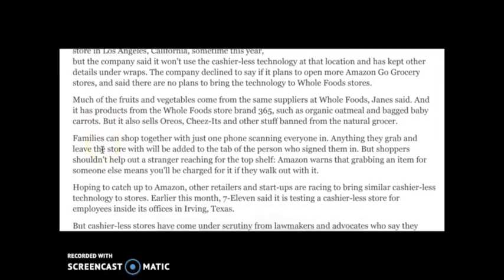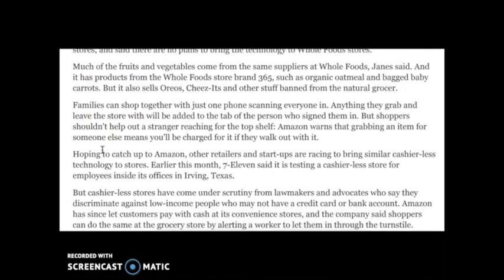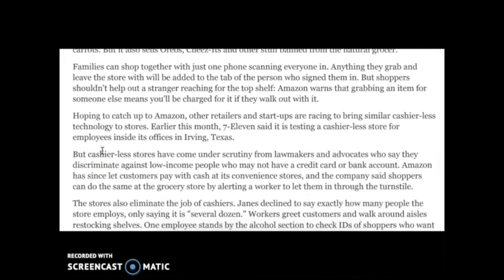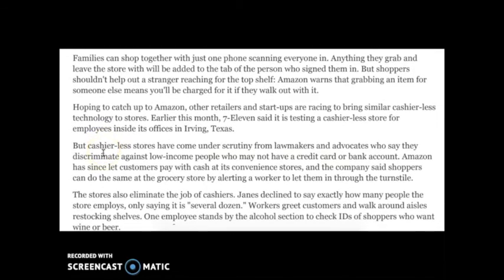Families can shop together with just one phone scanning everyone in. Anything they grab and leave the store with will be added to the tab of the person who signed them in. But shoppers shouldn't help out a stranger reaching for the top shelf. Amazon warns that grabbing an item for someone else means that you'll be charged for it if they walk out with it. Hoping to catch up to Amazon, other retailers and startups are racing to bring similar cashierless technologies to stores. Earlier this month, 7-Eleven said it is testing a cashierless store for employees inside its offices in Irving, Texas.